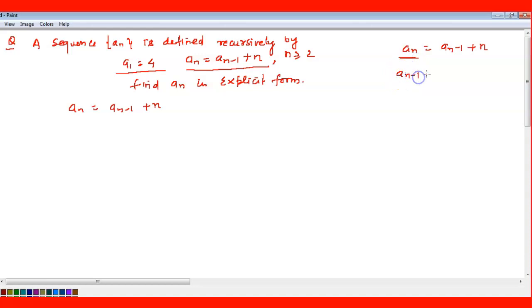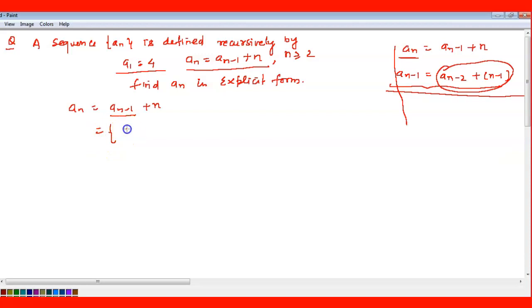I am just replacing n with n minus 1. So what will I get? a_{n-2} + (n-1). You do this one in the rough, and substitute this a_{n-1} value over here. We get a_{n-2} + (n-1), and this n stays as it is, right?